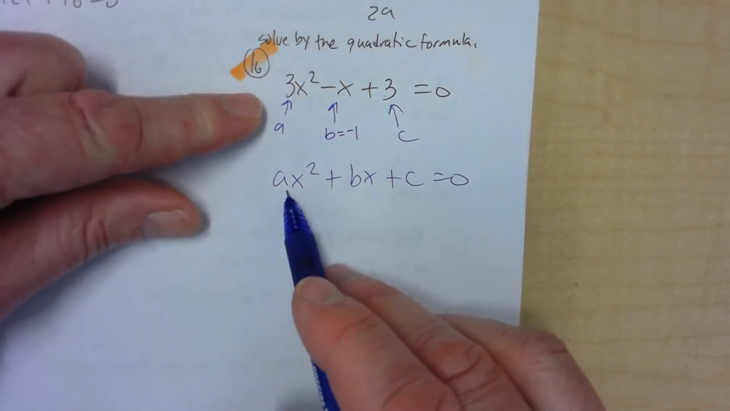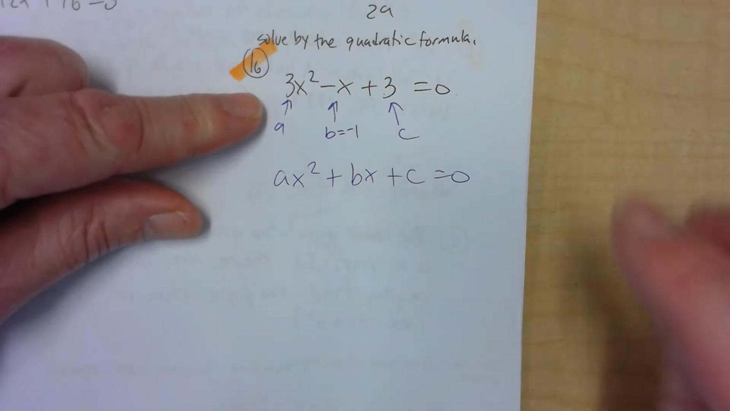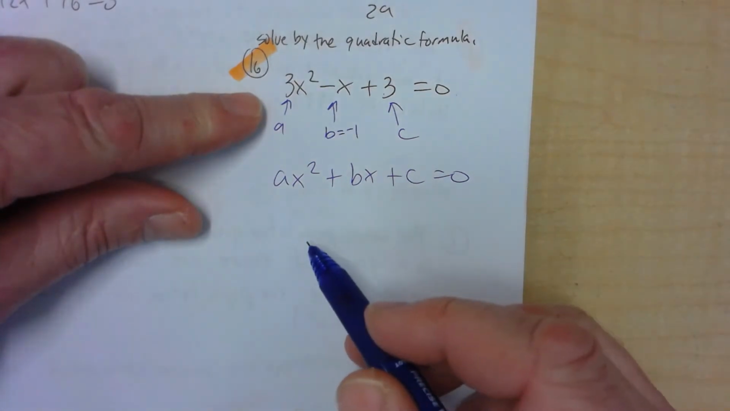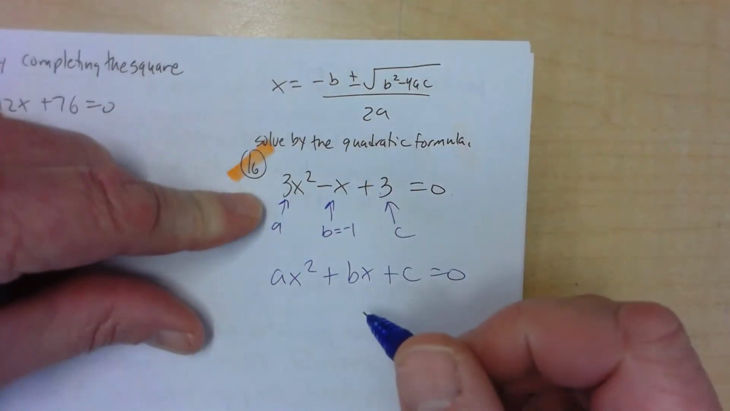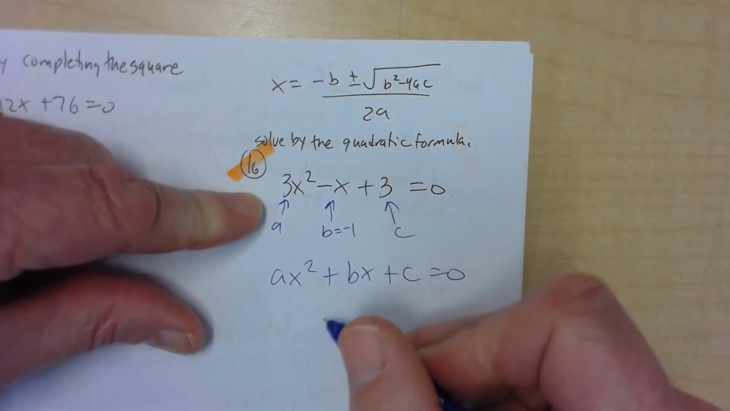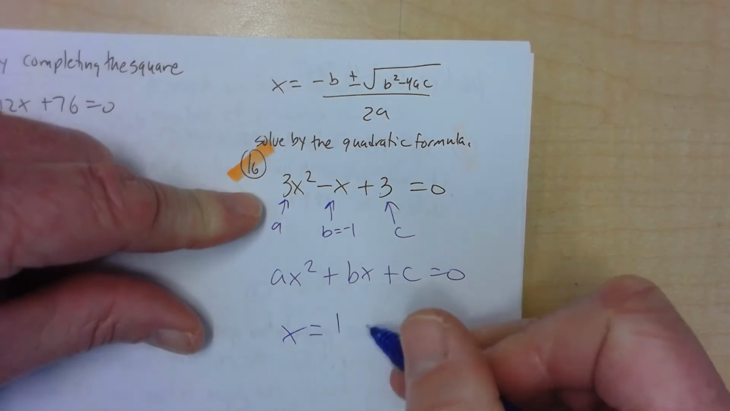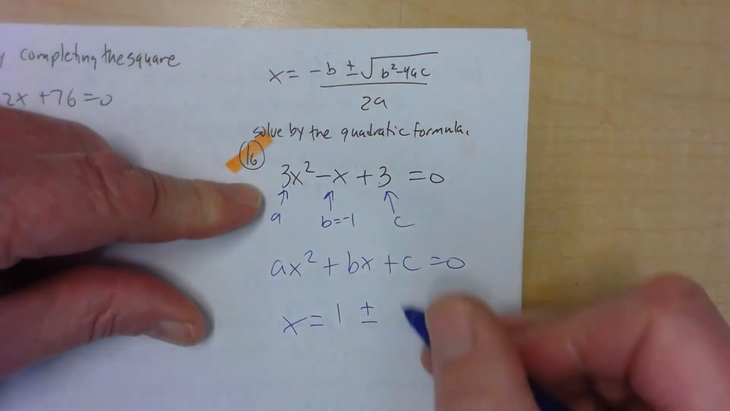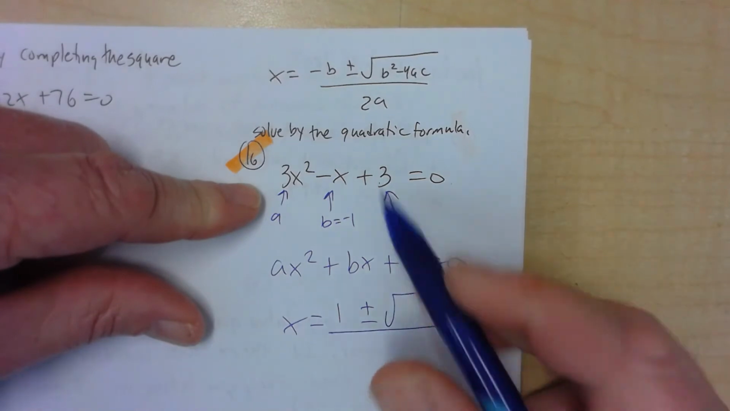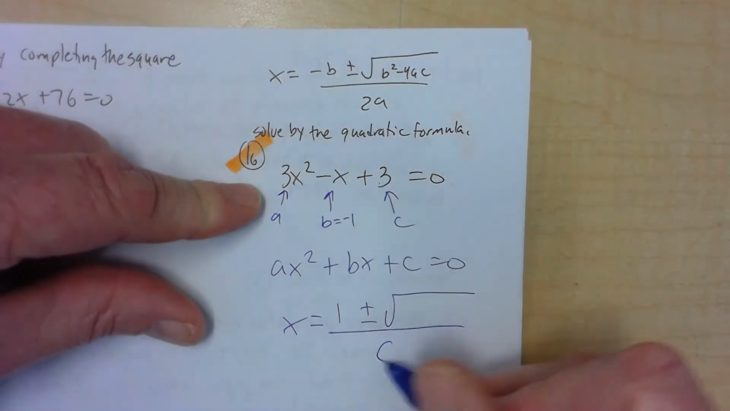So, we have negative B, so it's a double negative, so it'd be 1, plus or minus the square root, over 2A, 2 times A. Well, A is 3, so it's going to be 6.